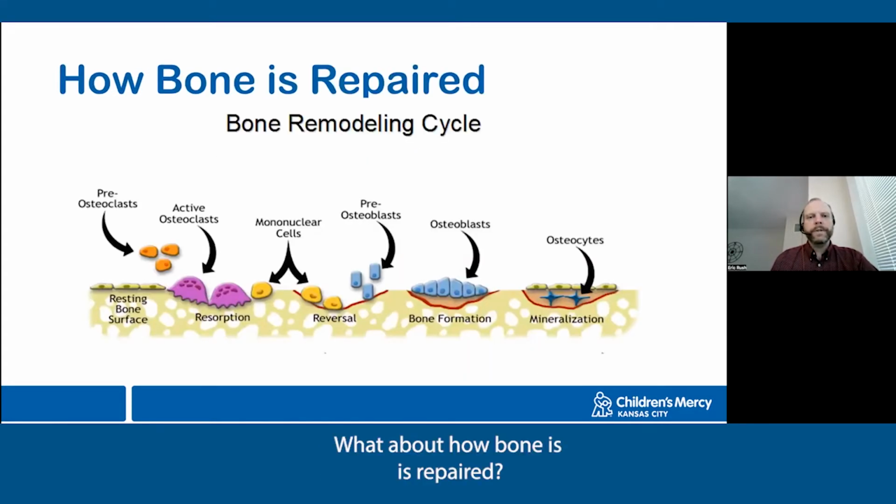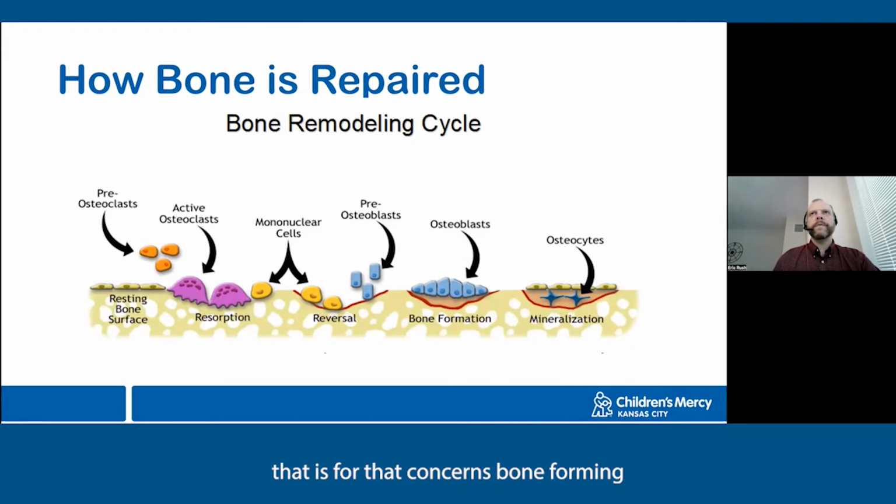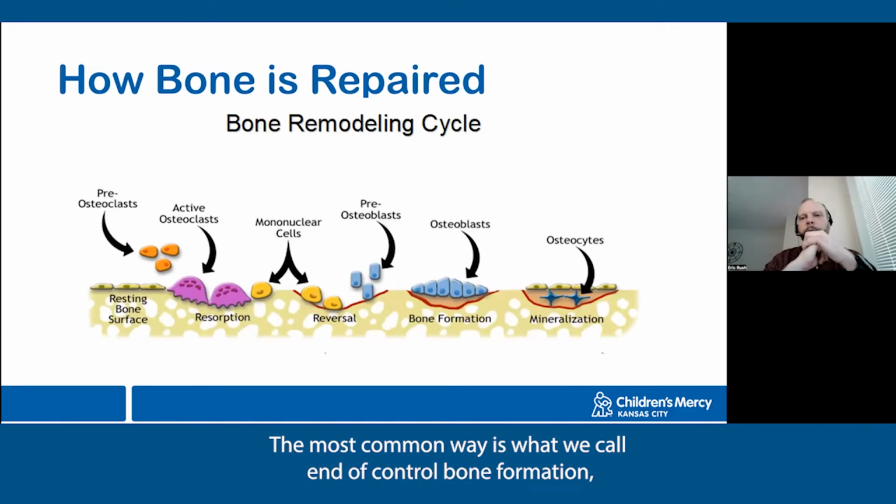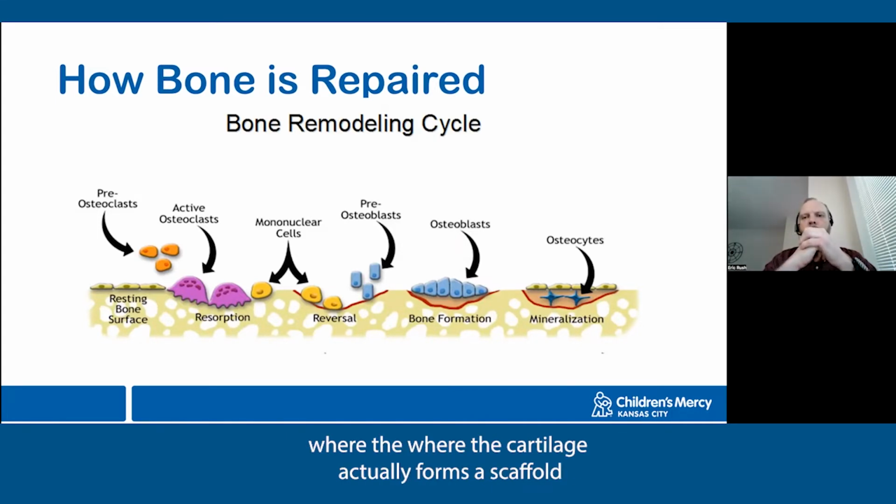What about how bone is repaired? And so there's an important aspect of this that concerns bone forming. And there's a lot of different mechanisms by which that happens. The most common way is what we call endochondral bone formation, where the cartilage actually forms a scaffold.